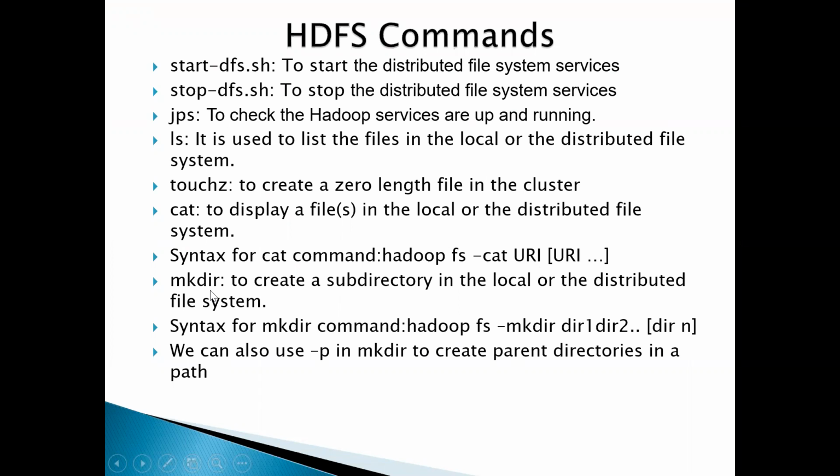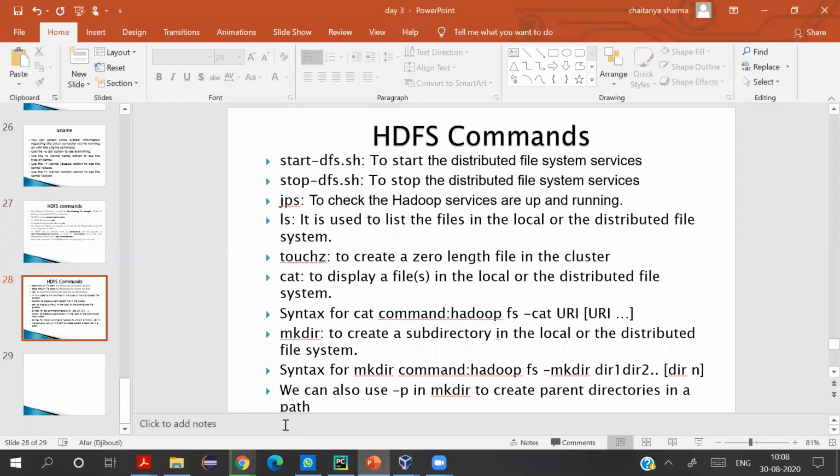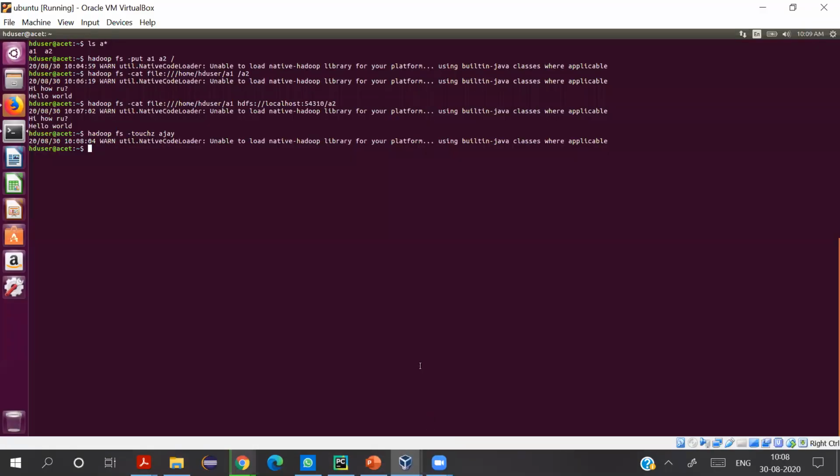Let's now see the mkdir command, which is used to create a subdirectory in the local or the distributed file system. So let's use the mkdir command now. hadoop fs -mkdir, and then you can write, say, /user/Amit. Let's create a directory first with this command.